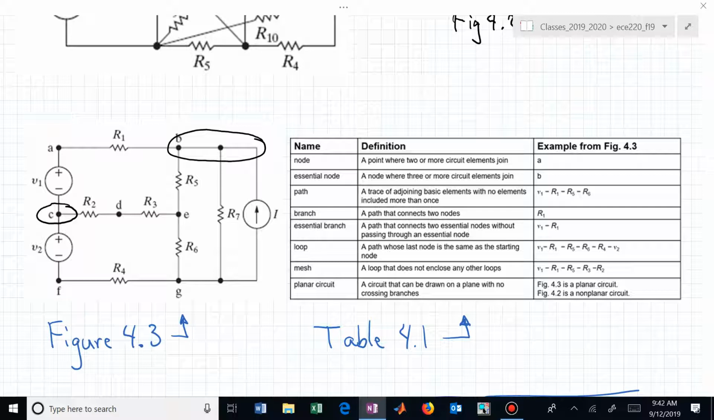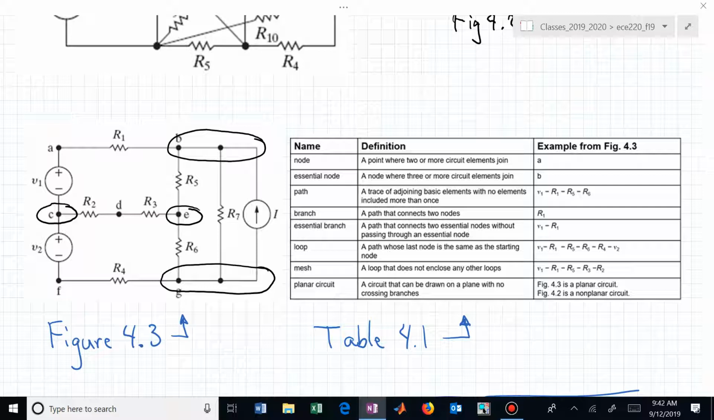What about node E? Is that essential? I'm circling it. Yes, it is. We have 3 different elements being connected by E. What about F? No. G? Yes. So now we've identified the essential nodes. That wasn't hard in a circuit. And once we have those essential nodes identified, now we can start playing with this circuit analysis strategy.